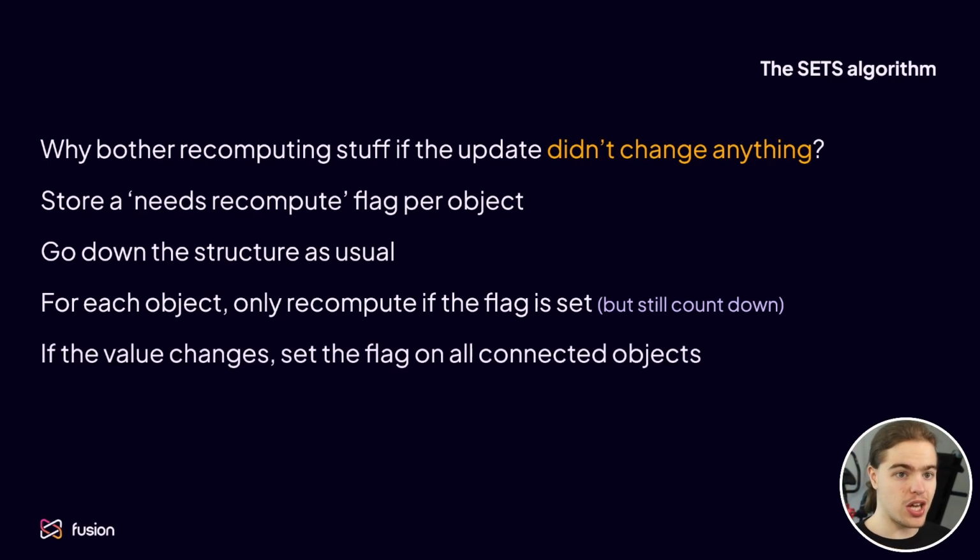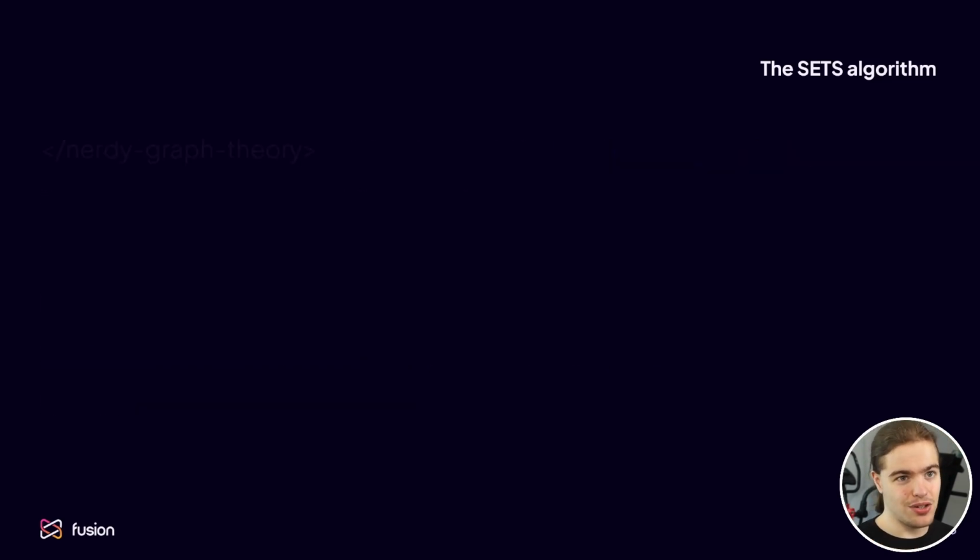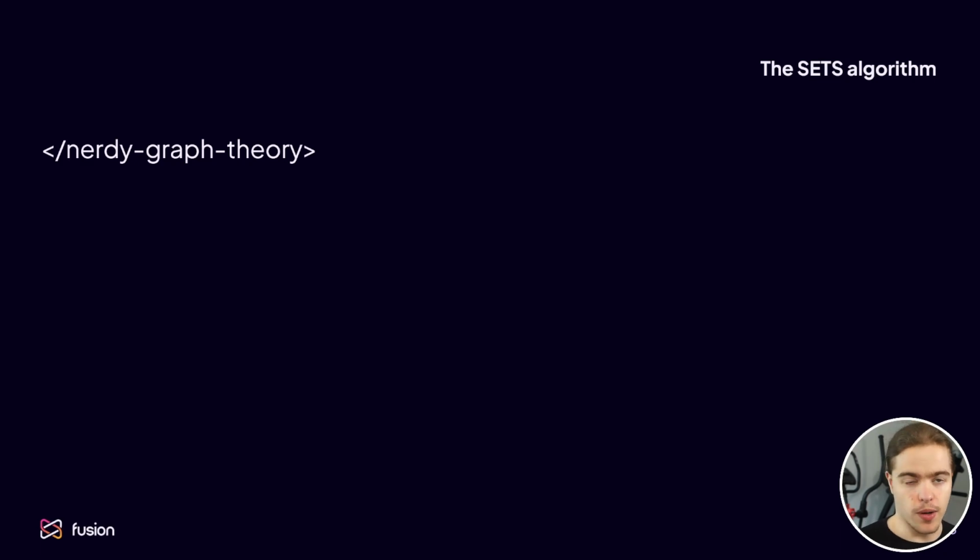If, after recomputation, that value changes, then we just set the flag on all of the objects that are connected. And voilà! We can skip even more updates and waste even less CPU time. Alright, nerdy graph theory stuff over.